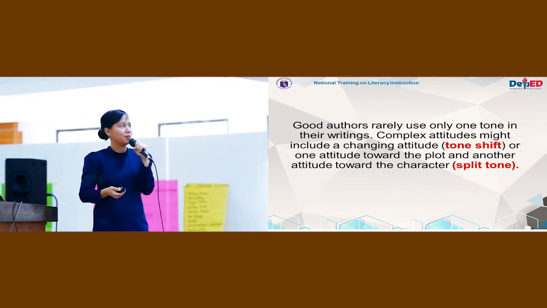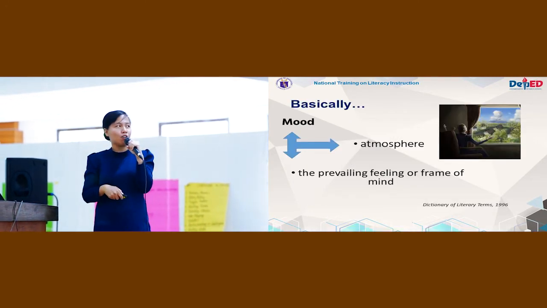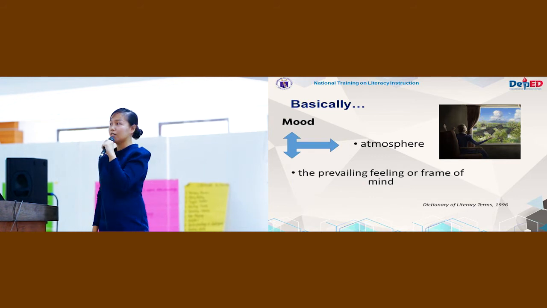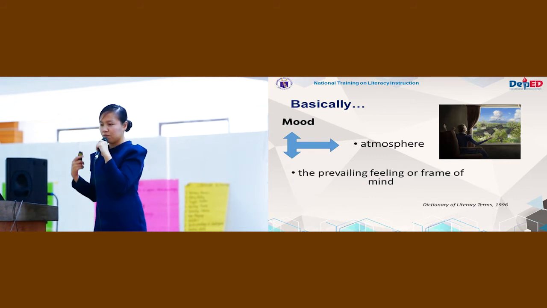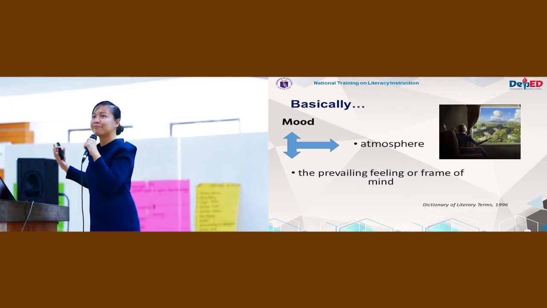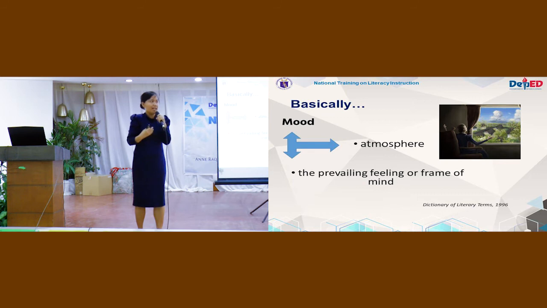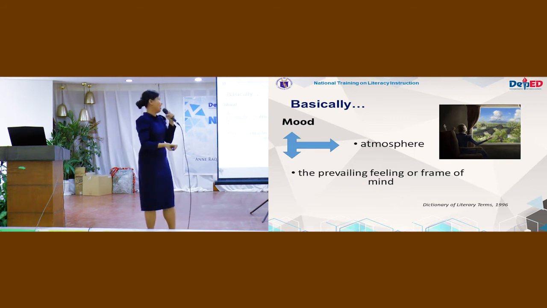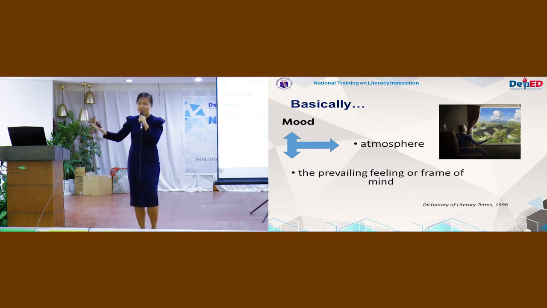Okay? So now let's move on to the next concept. This time, it's about the mood. If tone is the author's attitude, mood is the general atmosphere, the ambience. What's the vibe that you get? Just like the moment you step here in this place, what's the ambience? What's the atmosphere? Do you like this place? Yes, okay. Do you like your office? Yes, right? Okay, positive mood, right?